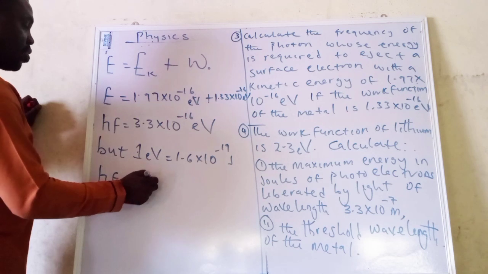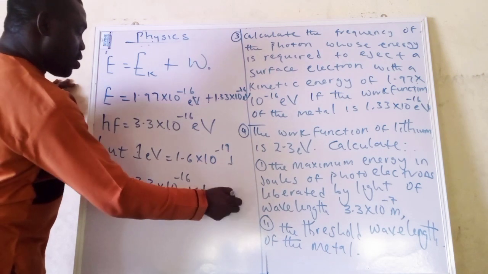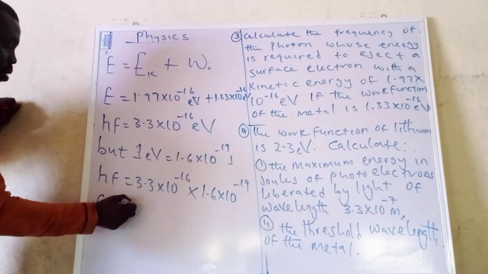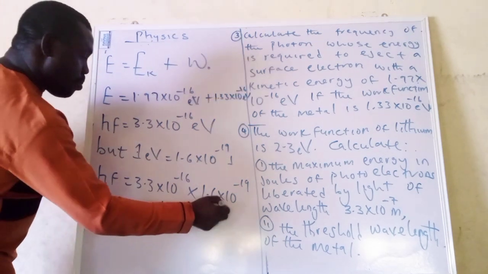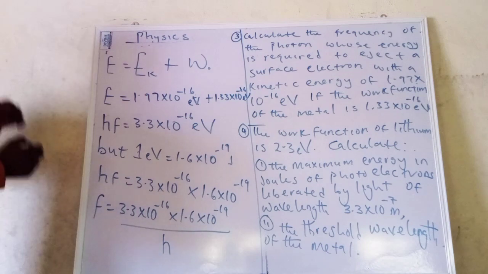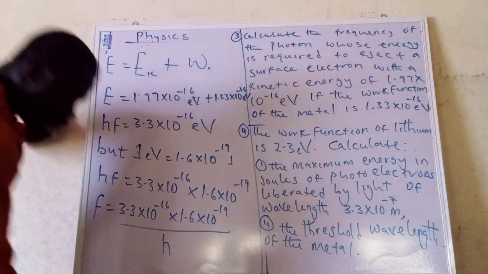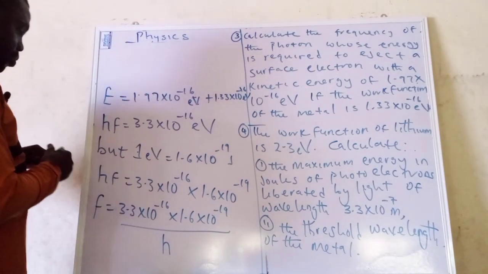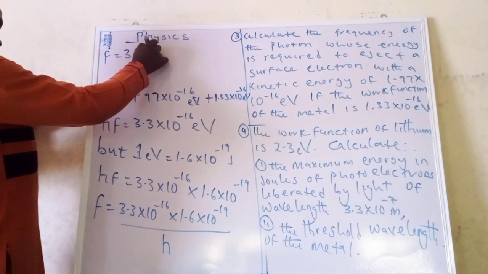So hf is 3.3 times 10 to the power minus 16 times 1.6 times 10 to the power minus 19. We're converting it to joules. So we have f equals 3.3 times 10 to the power minus 16 times 1.6 times 10 to the power minus 19 over h, the Planck constant. So we have our f. Please give me the answer now.